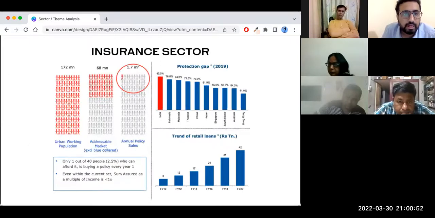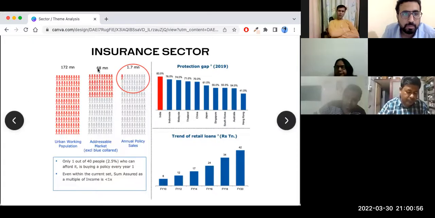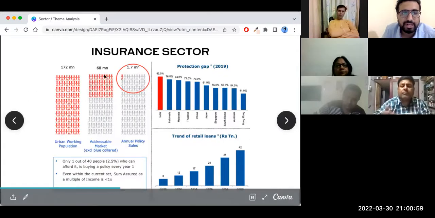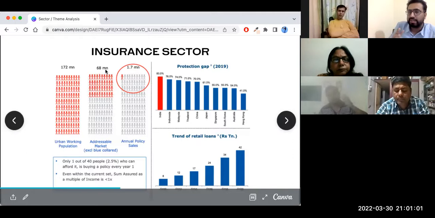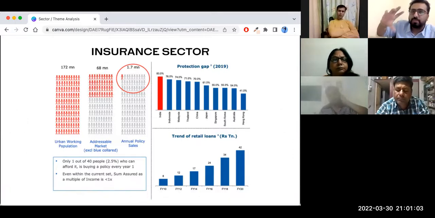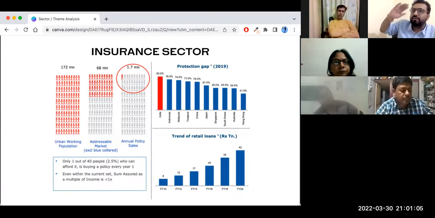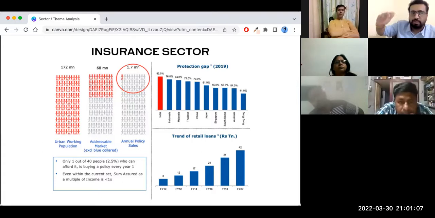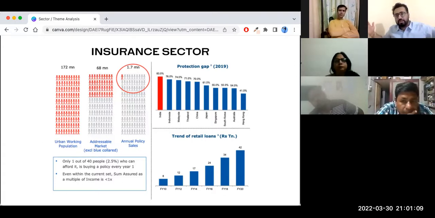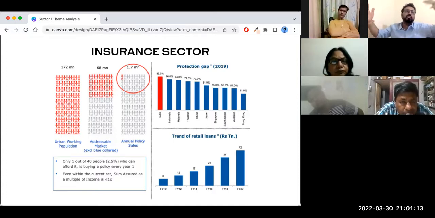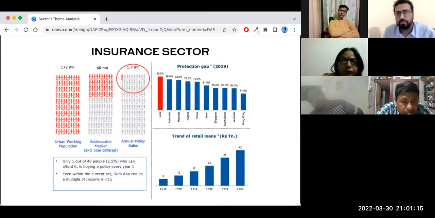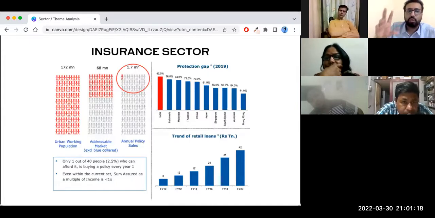Now there's again some more data: the urban working population is 172 million, and the addressable market becomes 68 million. How do we calculate the addressable market? It will be above a certain threshold of salary. Among the overall working population, which is 17 crore, only 7 crore, let's say, have a salary of more than 3 lakhs per annum. That's the total addressable market, excluding the blue collar workers, right?